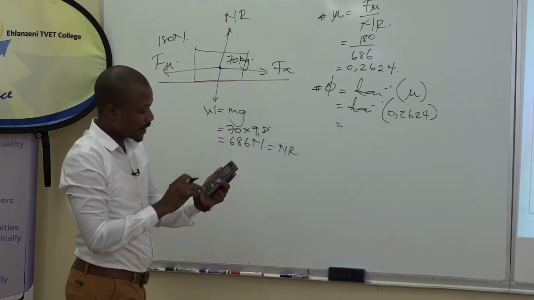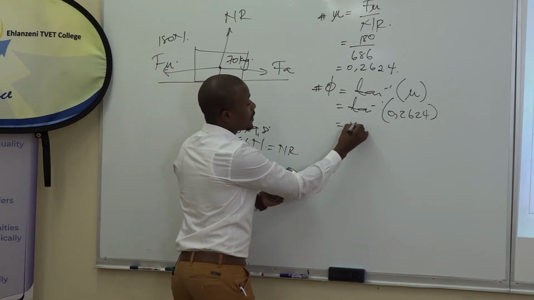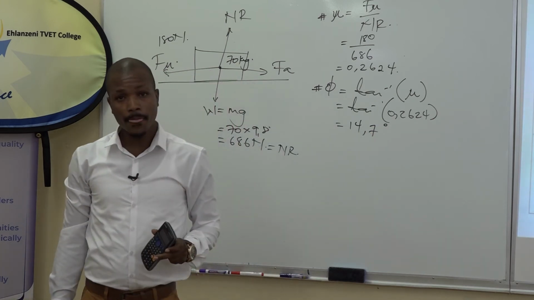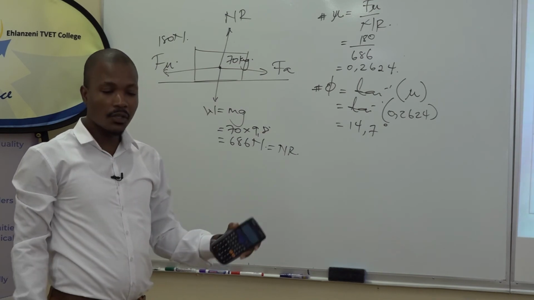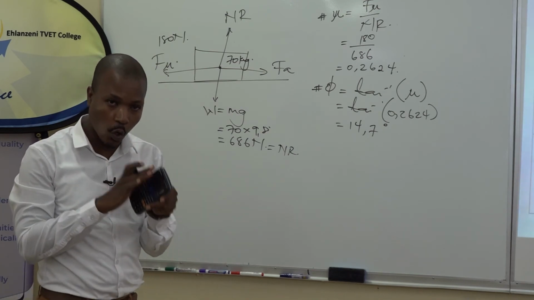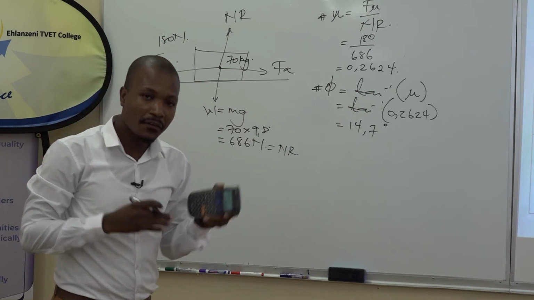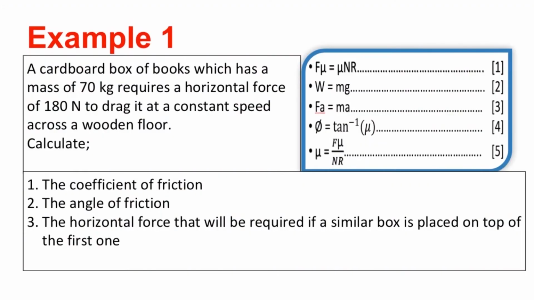Tan inverse of that should give us 14.7 degrees. This is the angle of repose. This is the angle which is found between these two surfaces which are in contact with each other. When the movement takes place, friction goes in an opposite direction, then we find our angle of repose.